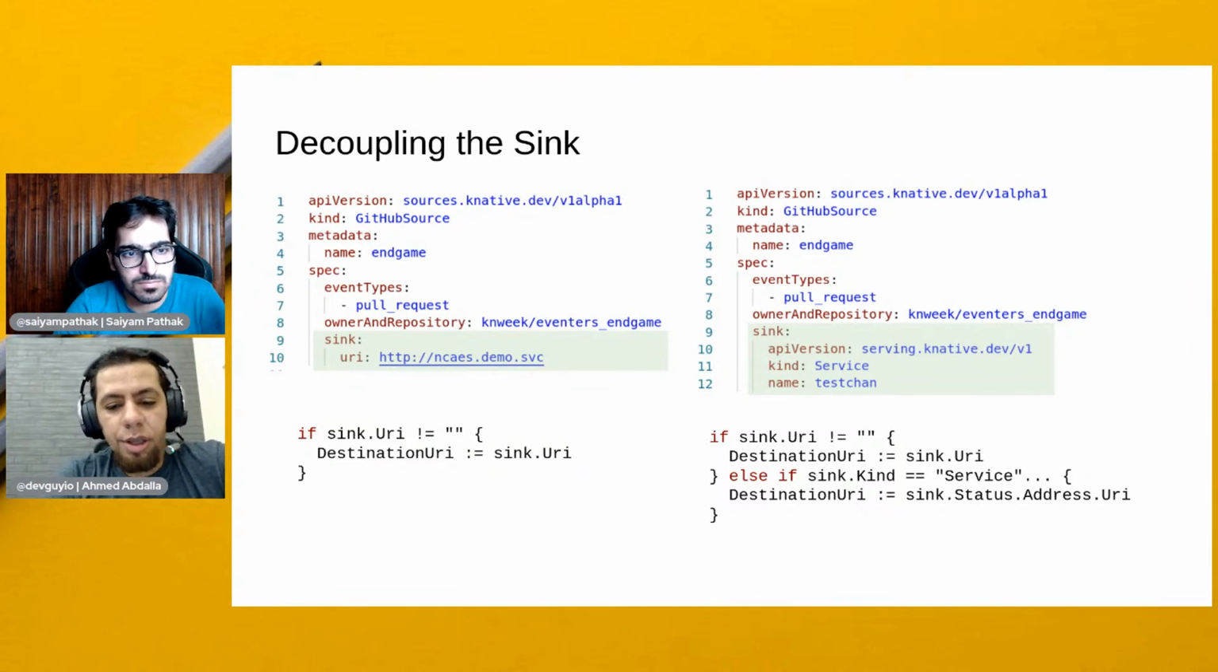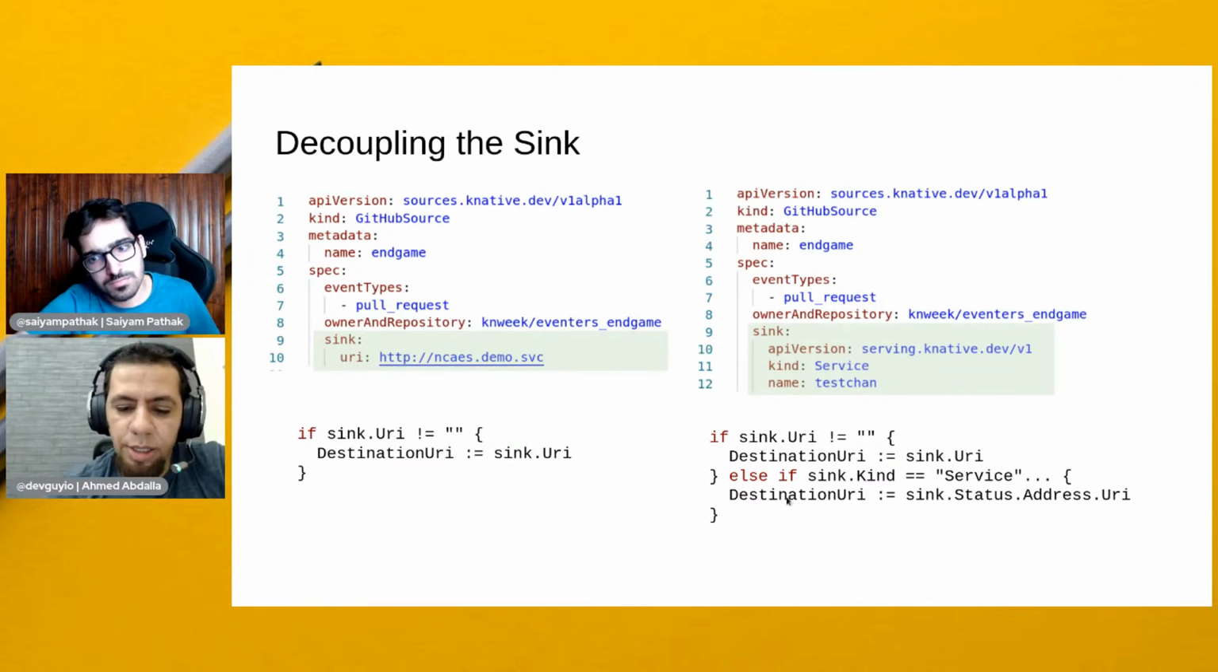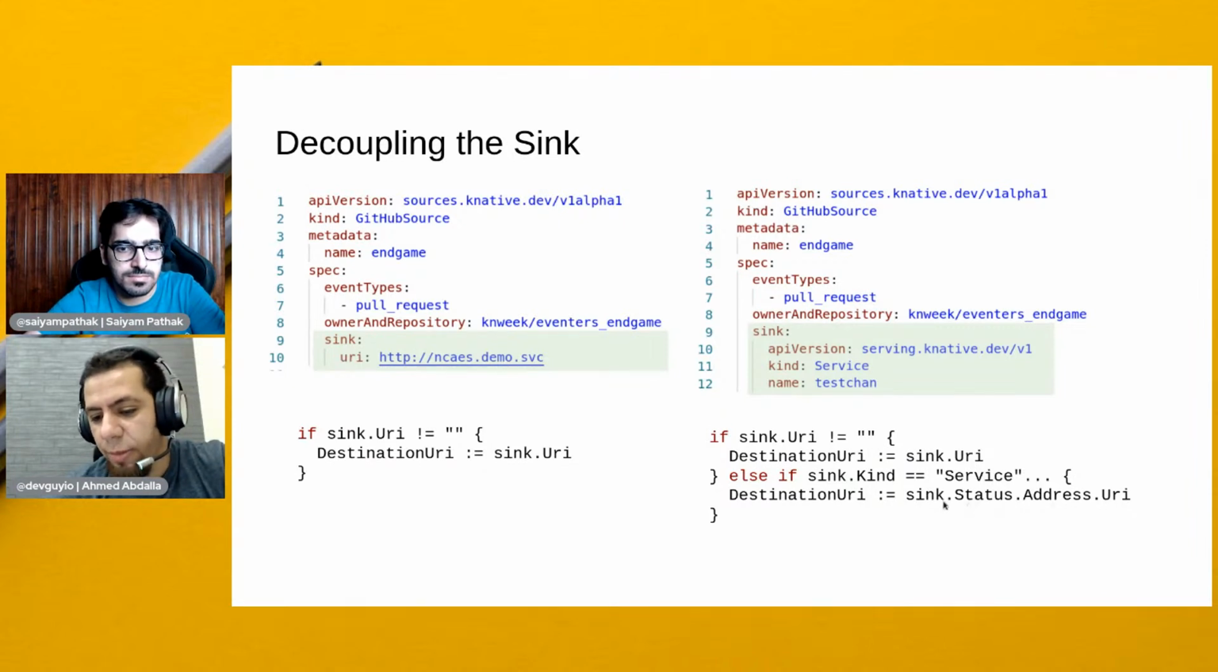If the URI is not available, however, the user provided a Knative service. So if the sink has a kind that is a service, and the API group is serving.knative.dev, etc., then I will add a piece of code that deals with this Knative service. Then my destination URI is going to be sink.status.address.uri. And you can imagine this code knows exactly the type of the object that is referenced by a sink. So this sink is a Knative service.